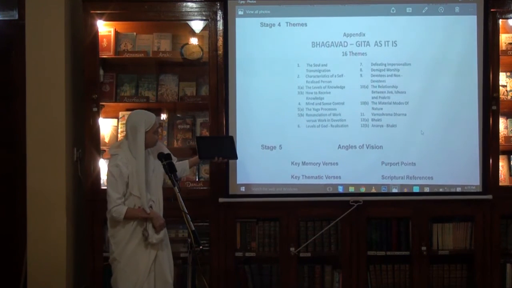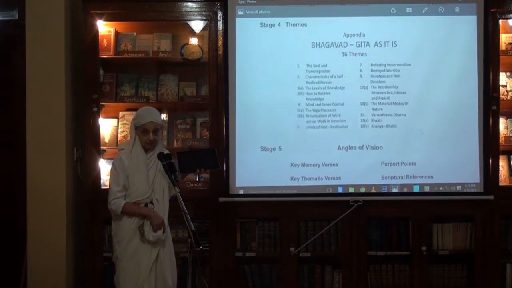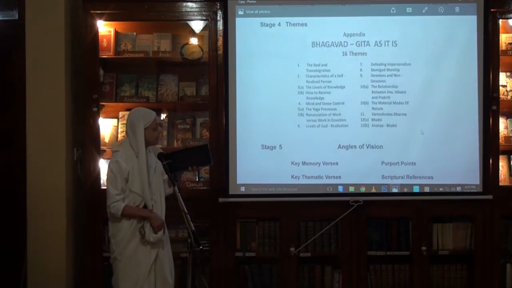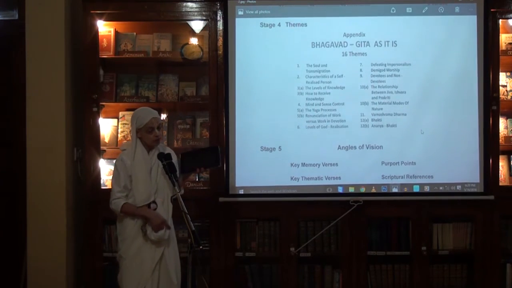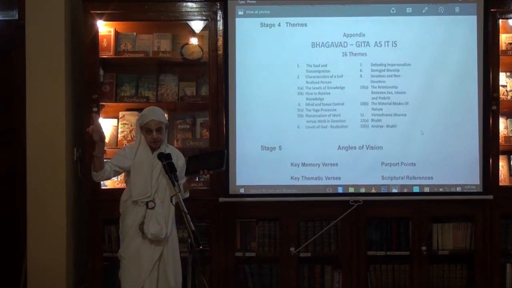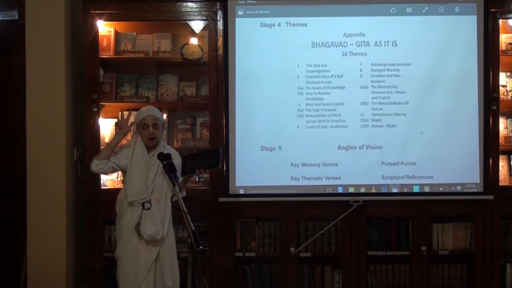Next item would be renouncing work or working in devotion. There's our big topic. Circle that one. And circle 10A, very important. Relationship of Jiva, Ishvara, Prakriti. Three doers. Prakriti, Kriya, Manani, very important.